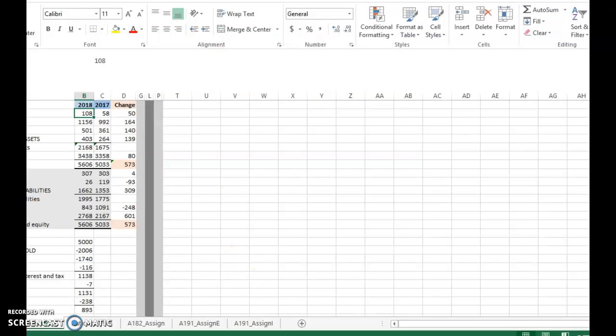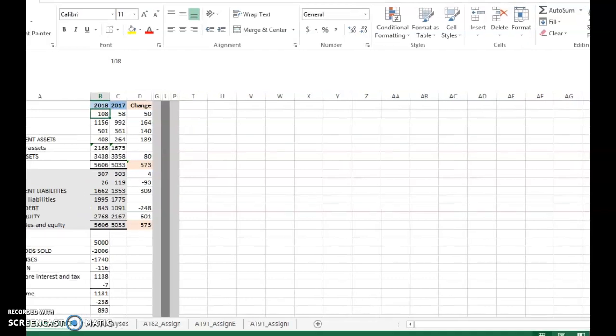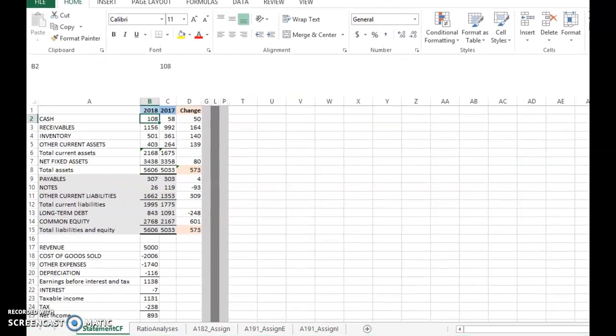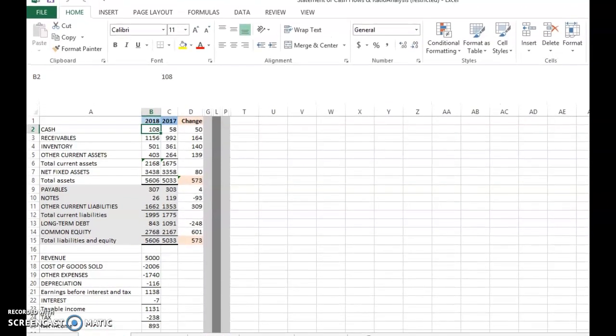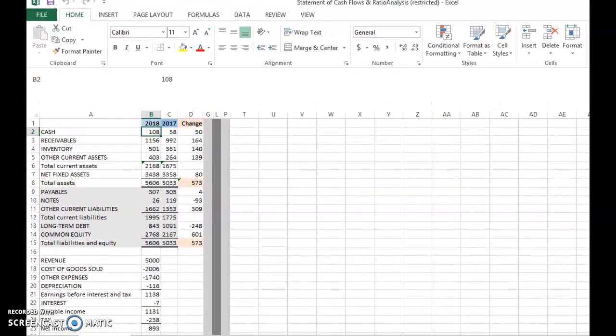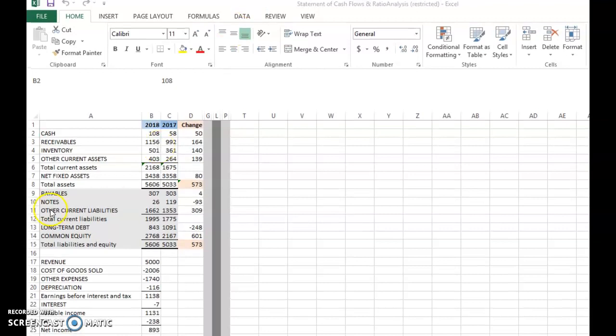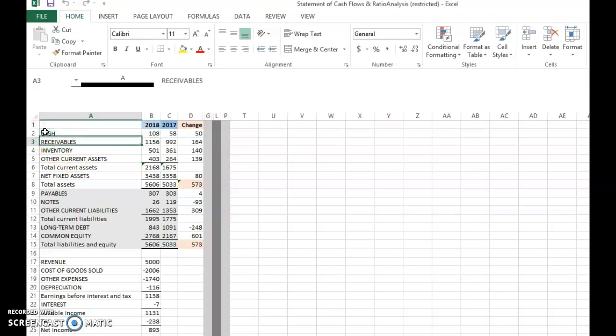We can drag this to the left so that you can see the full screen. Let me just push it up here. Now you can see the balance sheet all the way down. This is the assets portion of the balance sheet, and then you have the liabilities and equity portion here, for 2 years, 2018 as well as 2017.